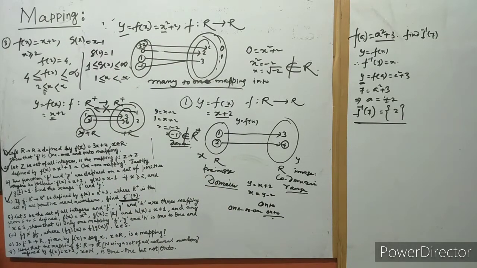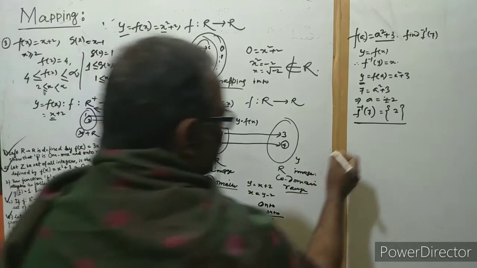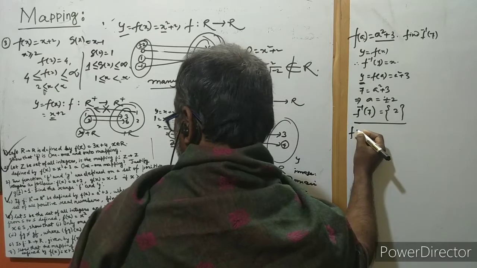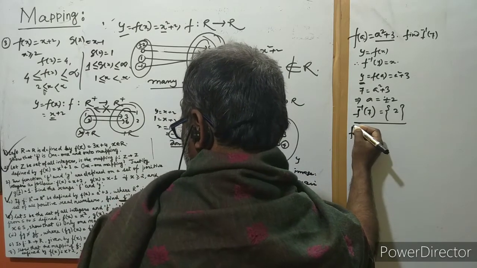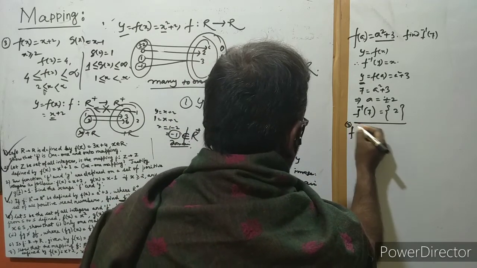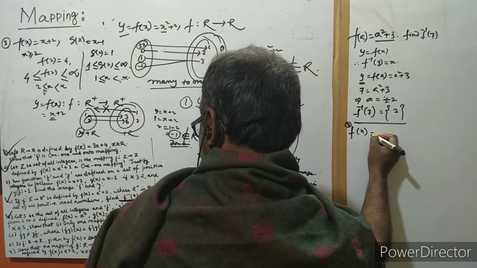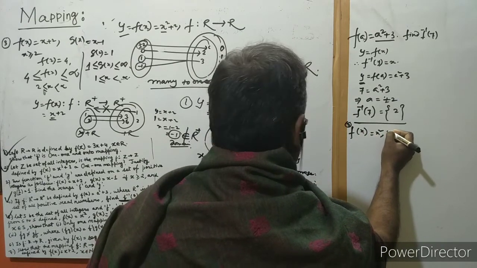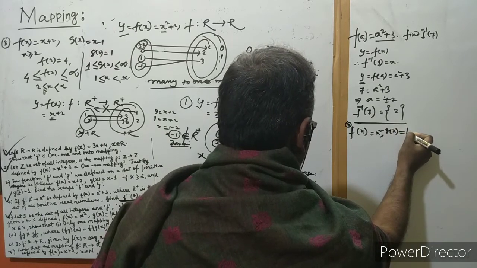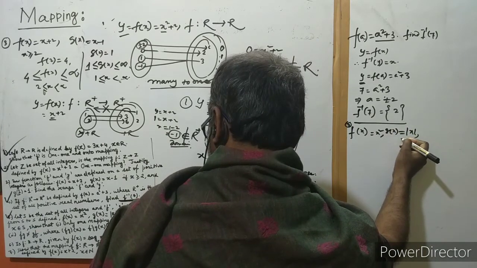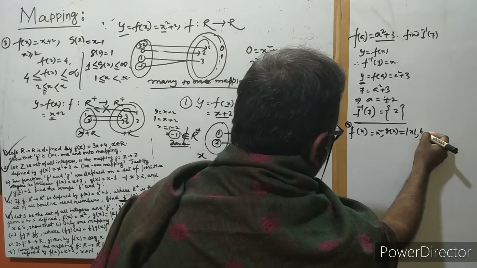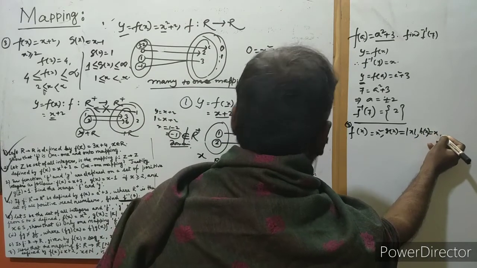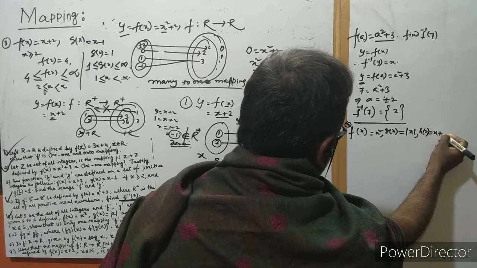Question 4 is done here. Now we follow question number 5. Let S be the set of all integers. F, G, H are given. For question 5, f of x is equal to x square, g of x is equal to mod x, and h of x is equal to x plus 1.